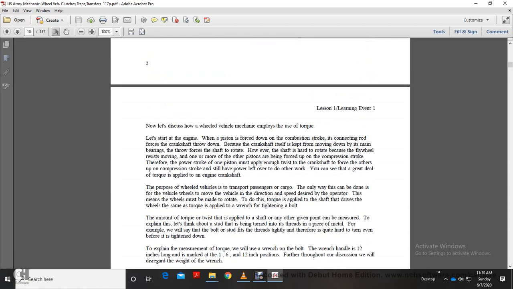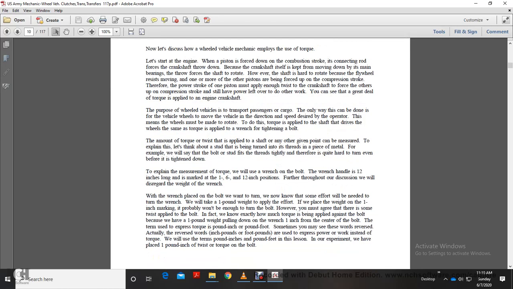Now let's discuss how a wheeled vehicle employs torque. Let's start with the engine. The piston is forced down on the combustion stroke, and the connecting rod forces the crankshaft throw down, but the crankshaft itself is kept from moving down by its main bearing, so the throw's force causes the shaft to rotate. However, the shaft is hard to rotate because the flywheel resists moving, and other pistons are being forced up on the compression stroke. Therefore, the power stroke of one piston must apply a twist to the crankshaft, force the others up on the compression stroke, and still have power left over to do other work. You can see that a great deal of torque is applied with the engine crankshaft.